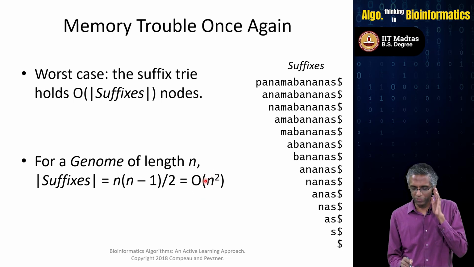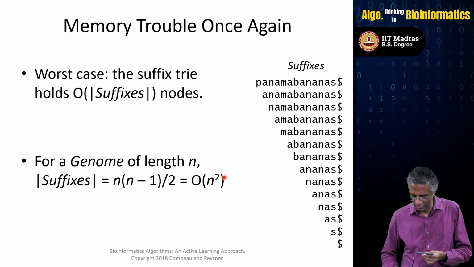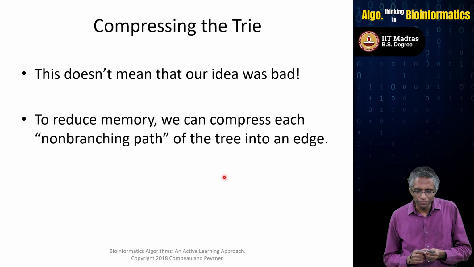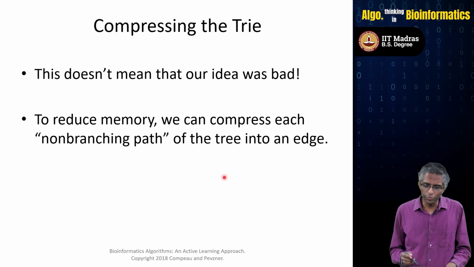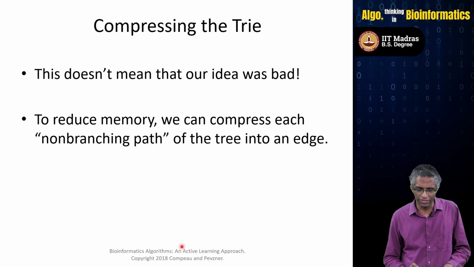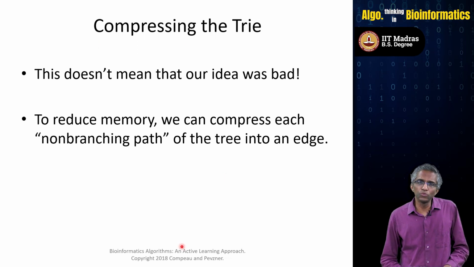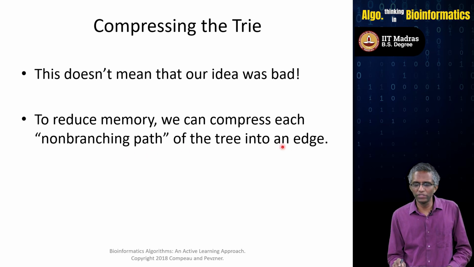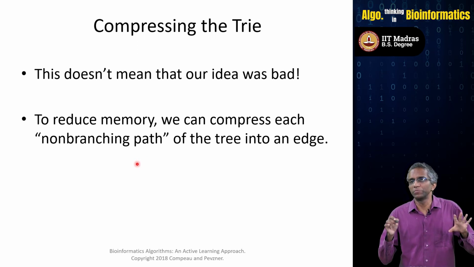Okay, can we do something to make it linear in size? Or specifically, can we compress our trie? To do that, we are going to look at every non-branching path and convert it into a single edge. So we are not going to have one edge per letter. We are going to have edges only to represent branching points.